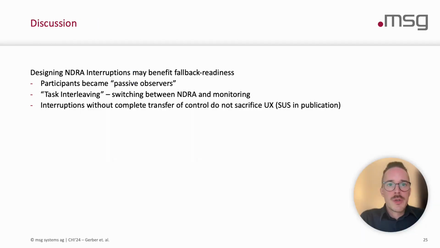What does this mean? Drivers in both interruption groups, T2 and T3, displayed a consistent pattern of checking the road even during uninterrupted stretches, suggesting an increased awareness of their responsibility as fallback. The interruptions might have nudged drivers towards becoming passive observers, requiring less mental effort to switch between the display and the driving scene. This behavior aligns with the concept of task interleaving, where users frequently switch their attention between tasks.